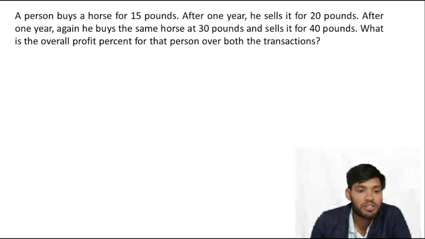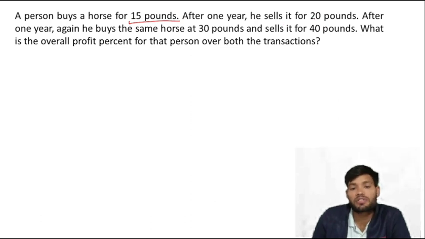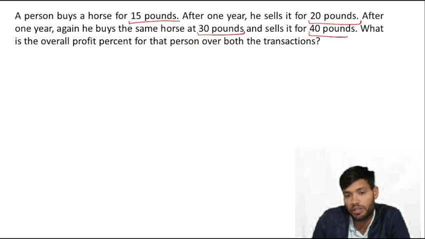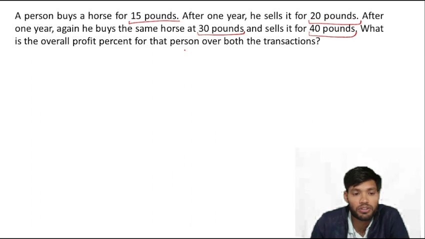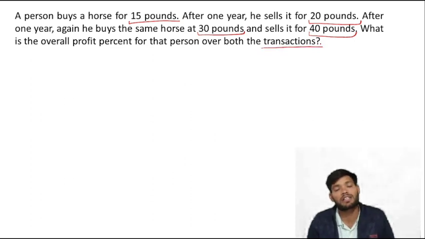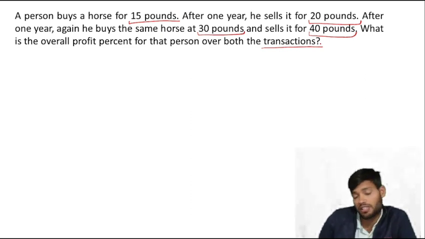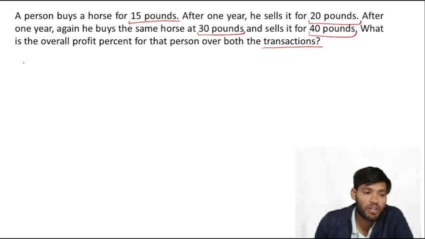A person buys a horse for 15 pounds. After 1 year he sells it for 20 pounds. After 1 year, again he buys the same horse at 30 pounds and sells it for 40 pounds. What is the overall profit percentage for that person over both the transactions? This type of question is also asked in examinations. So how can we handle this type of question? First of all, what do we have to write?